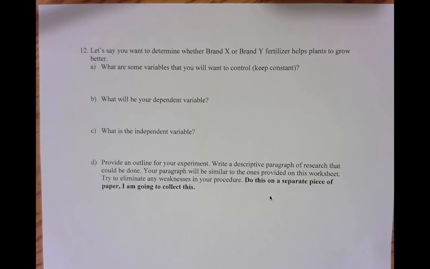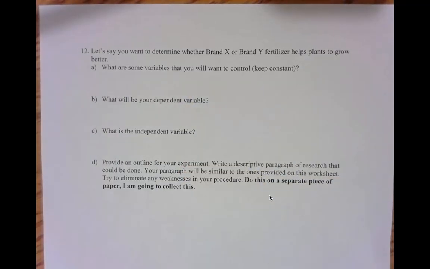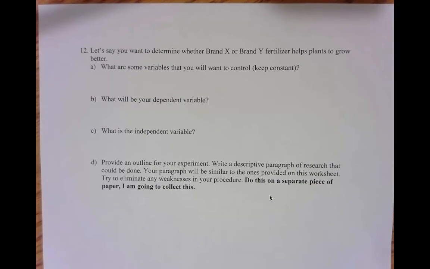Then lastly on question 12. Question 12 says you have 2 brands of fertilizer, brand X and brand Y. You want to determine which one of these fertilizers will help plants grow better. So in this question, it doesn't tell you anything about the study. Instead, you need to think about it and try to come up with your own. So in the first part, you need to think about which variables do you want to control, what do you want to keep constant. Then you need to think about what you want to test, what's going to be the overall outcome of your goal.